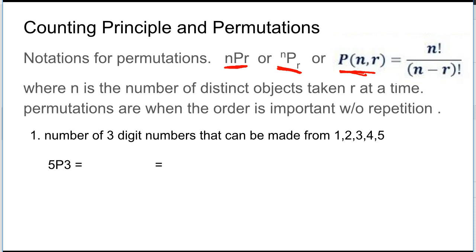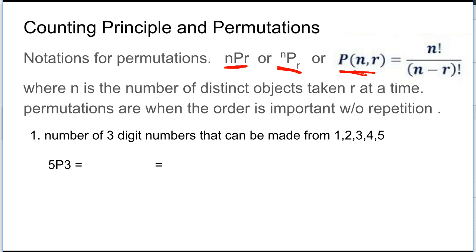Now, the formula is going to be n factorial, where factorial means I just multiply all the numbers below it. So 3 factorial will be 3 times 2 times 1. And then that's over n minus r factorial.